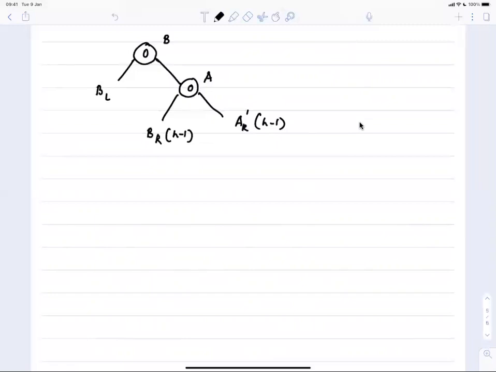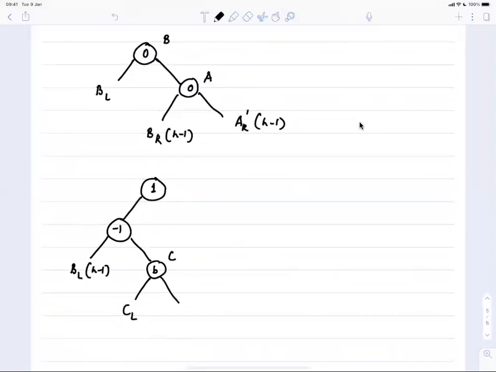Now, finally, let's say we started off with A and B was -1. If it was -1, what is the situation? We have BL here, H minus 1, and there is some node with some balance factor. Let's call this node C. CL, and this is a complicated rotation. And this is AR. Now again, height H, and this is -1, which means this is a height of H.